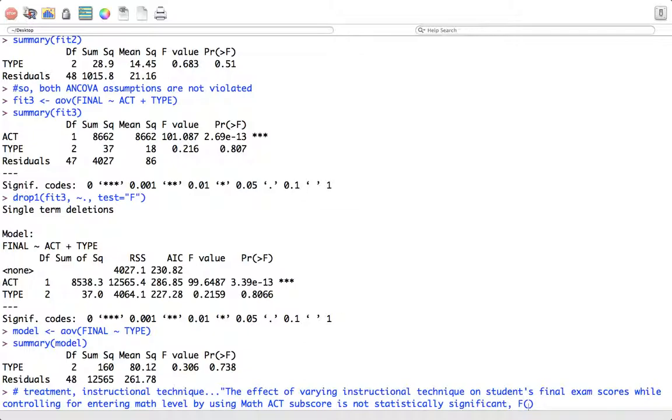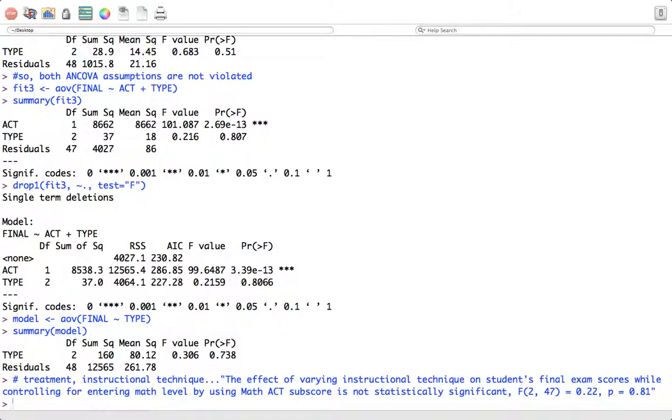So I have an F test, so let's go back up to type, and we can see that our F value is 0.22. Our degrees of freedom are 2 for the type, and we have to go back to our initial ANCOVA to see that the degrees of freedom for the error is 47. So I would report this as F(2, 47) equals 0.22, and my p-value is equal to 0.81. So that's the way I would write that up.